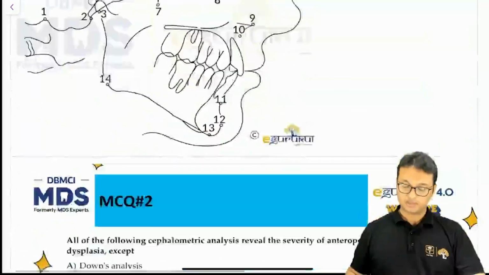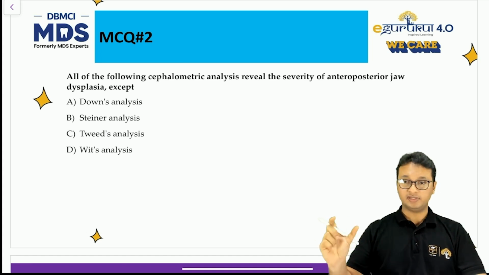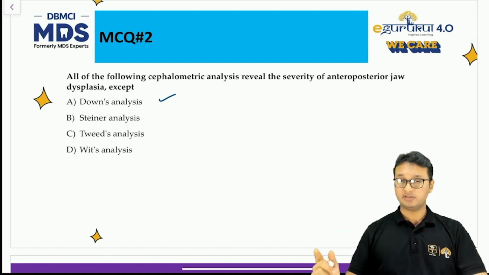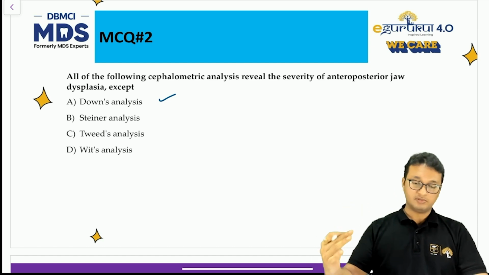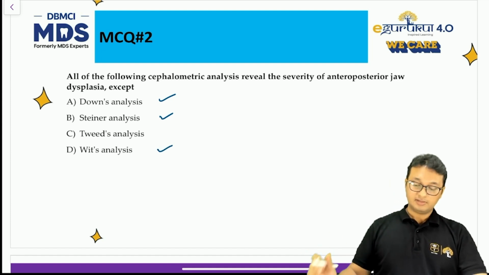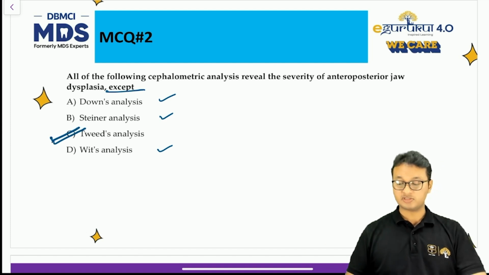Then next question, all of the following cephalometric analysis reveal the severity of anteroposterior jaw dysplasia except. So question is asking which of the analysis reveal anteroposterior skeletal discrepancies. So in Downs analysis, yes, we can make sure whether the patient is class 1 or class 2 or class 3. Steiner's analysis also. Witt's analysis, of course, that can be. But question is asking except. So Tweed's analysis is analysis which does not reveal the severity of anteroposterior jaw dysplasia.